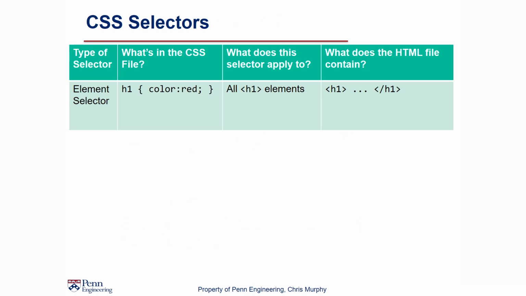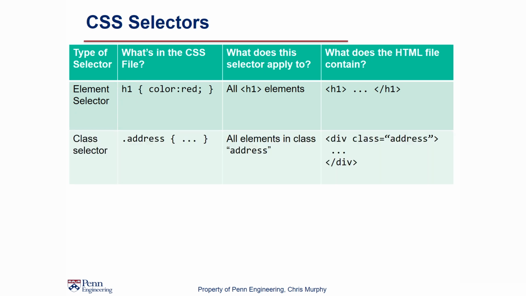In CSS, remember I said that we have the selectors and then the property value pairs. There are three types of selectors. One is the element selector, as we saw in the previous example. In the element selector, the selector is the HTML tag or the HTML element. It says apply this styling, in this case red, to all H1 elements in the page.